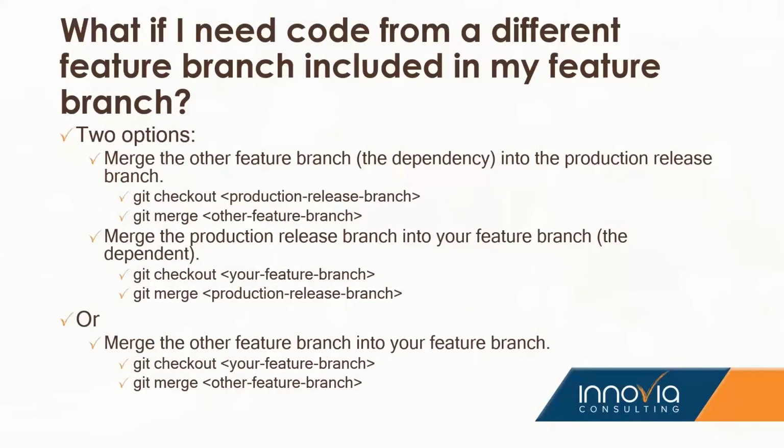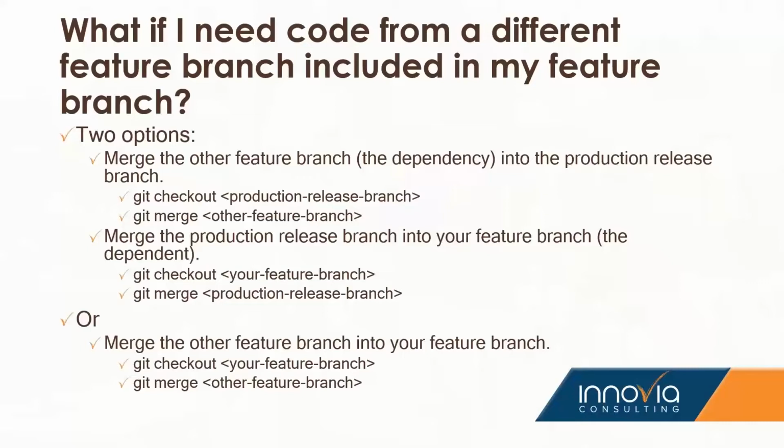Okay, so that's the basic outline of the branching strategy. But there's still a couple of issues. What if we need to get code from a different feature branch included into my current feature branch? You have two different options here.